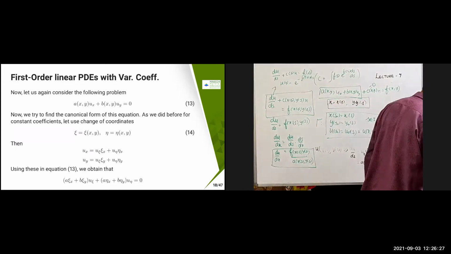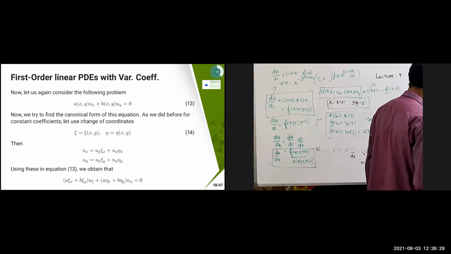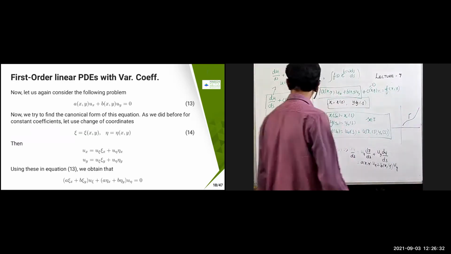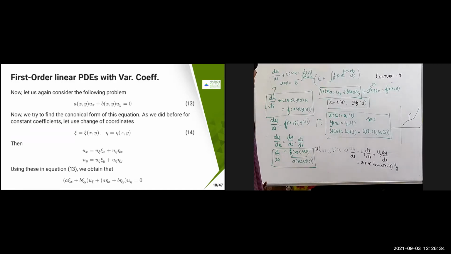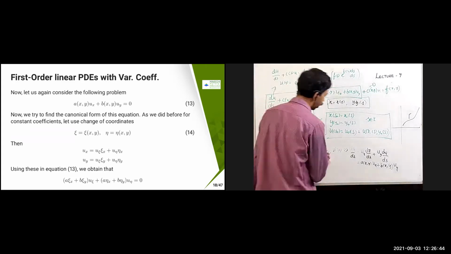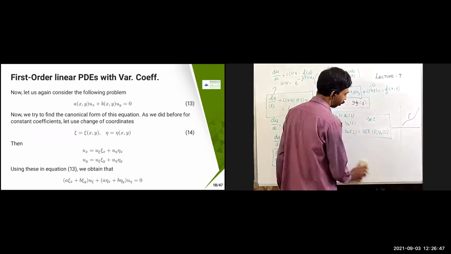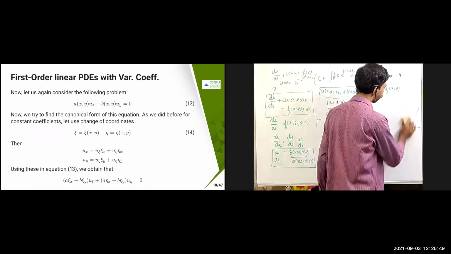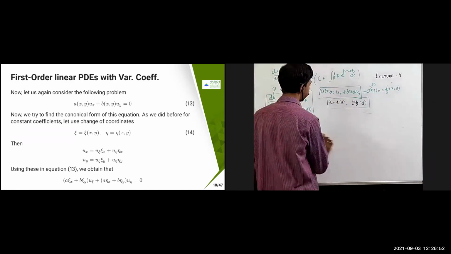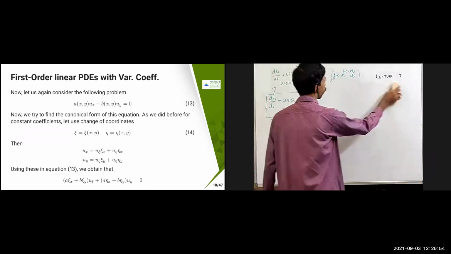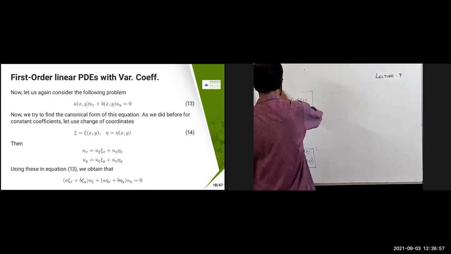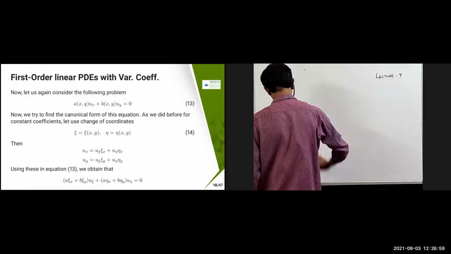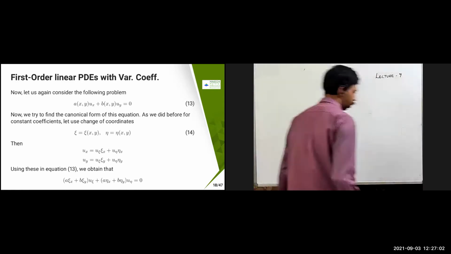Now one more thing. As I mentioned, here we have some method to solve this. But sometimes it may not be easy to solve this problem. So in order to solve that problem, we will transform the problem again into the canonical form. The canonical form means we'll transform it into the characteristic coordinate system, and then we'll solve. Let us see how to do that. Any questions so far? Okay, if not, I will continue.